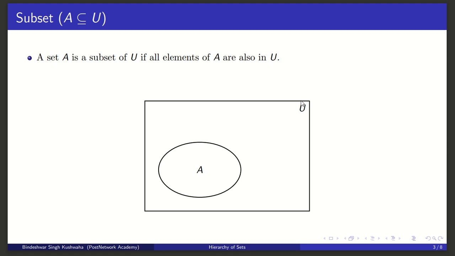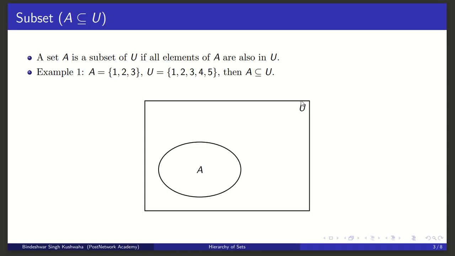Subset. A set A is said to be a subset of U if all elements of A are also in U. So A is a subset of U. Example, A contains 1, 2, 3 and U contains 1, 2, 3, 4, 5. Then A is a subset of U. Second example, B = {A, E, I, O, U}, that is a subset of the alphabets. Then B is a subset of U.